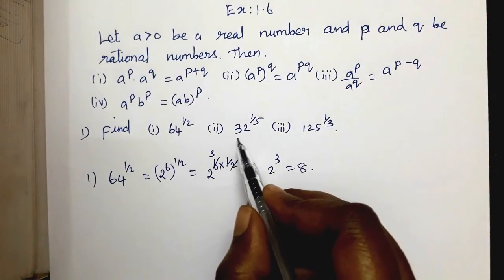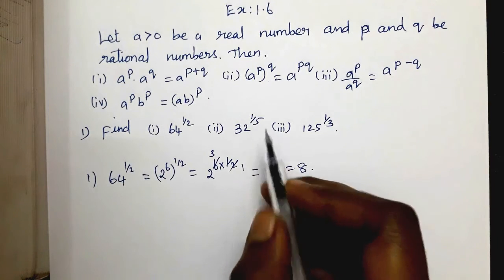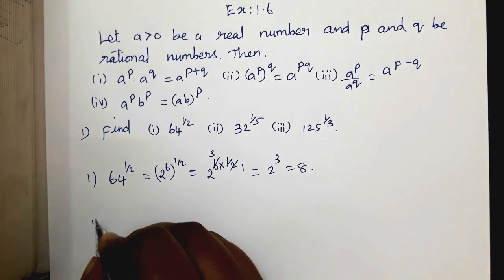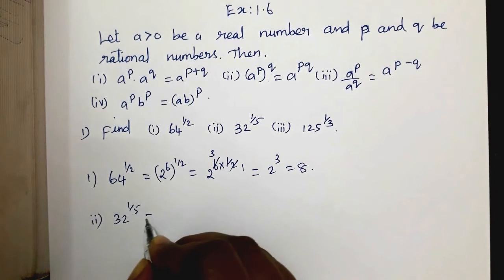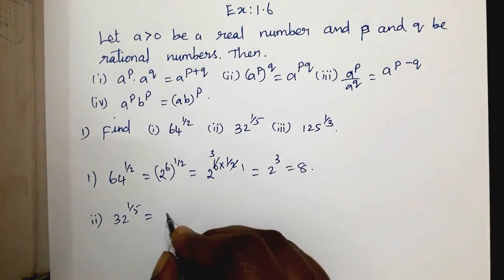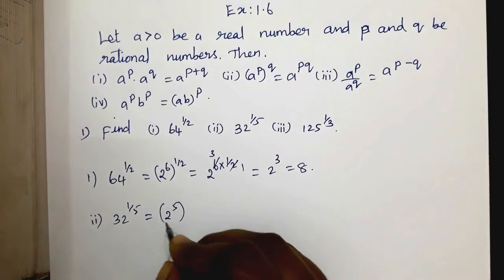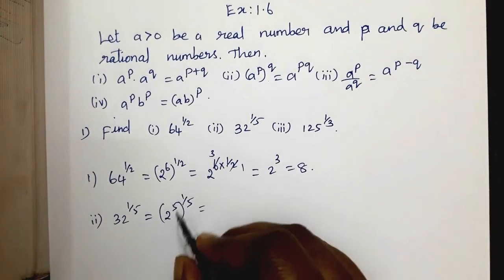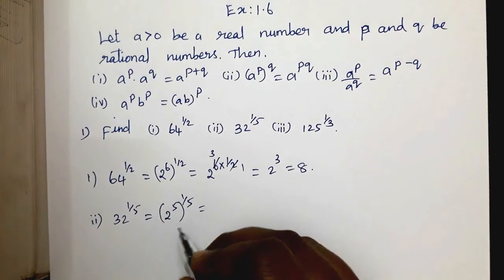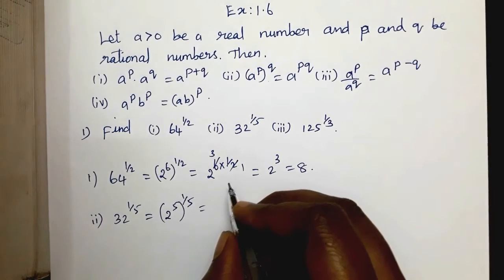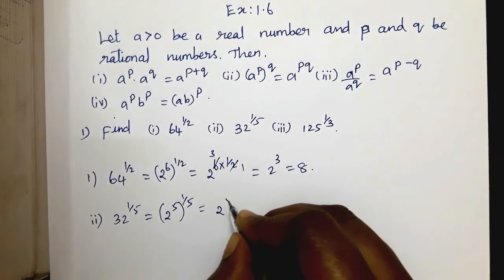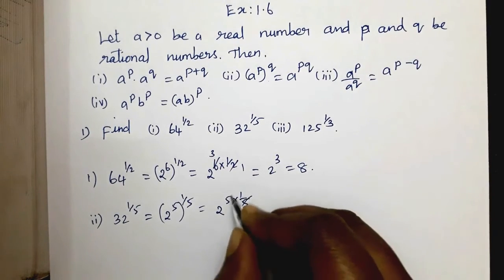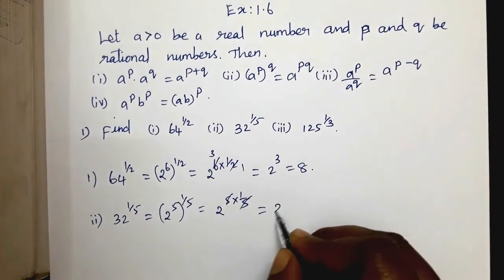Now move on to the next one. 32 raised to the power 1 by 5. Second sub question. 32 raised to the power 1 by 5. Now 32 can be written as 2 power 5, here the whole power 1 by 5. Again it is in the form of a power p the whole power q. Already we know that a power p the whole power q equal to a power p into q. So 2 power 5 into 1 by 5. Do the cancellation here. We will get 2.